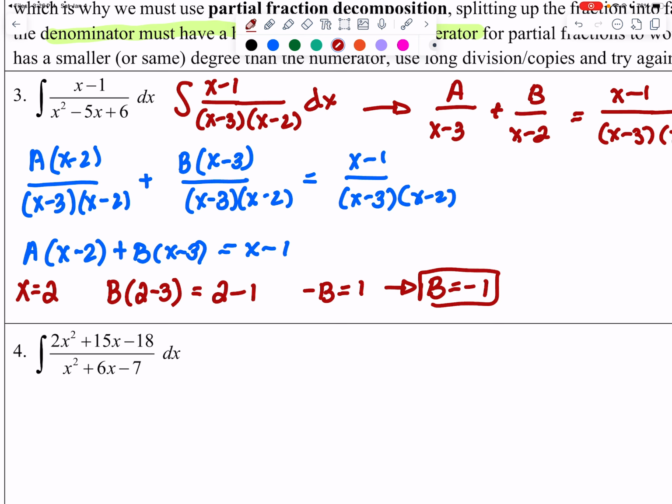Likewise, if I pretend x to be 3, notice how the B's will cancel out, and I'm just left with A times 3 minus 2 is equal to 3 minus 1, or A is equal to 2.